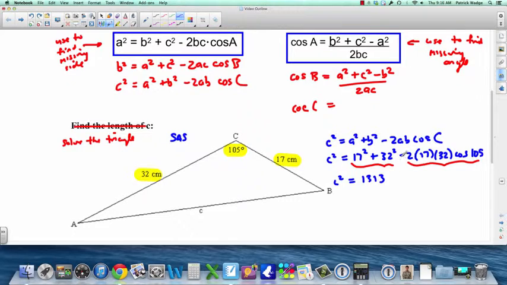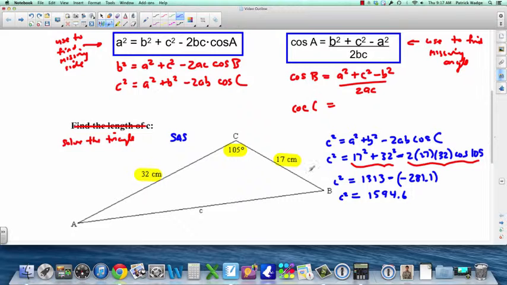1,313. Take away, see there's a take away sign there. And when you do this, 2 times 17 times 32 times cosine 105, you're going to end up with a negative amount. Don't freak out. This is going to happen a lot. If the angle is more than 90 degrees, you're always going to get a negative amount in here. So you end up with negative 281.1. So now when we combine those, it's 1,313 take away negative, which is the same as plus. So you end up with 1,594.6.